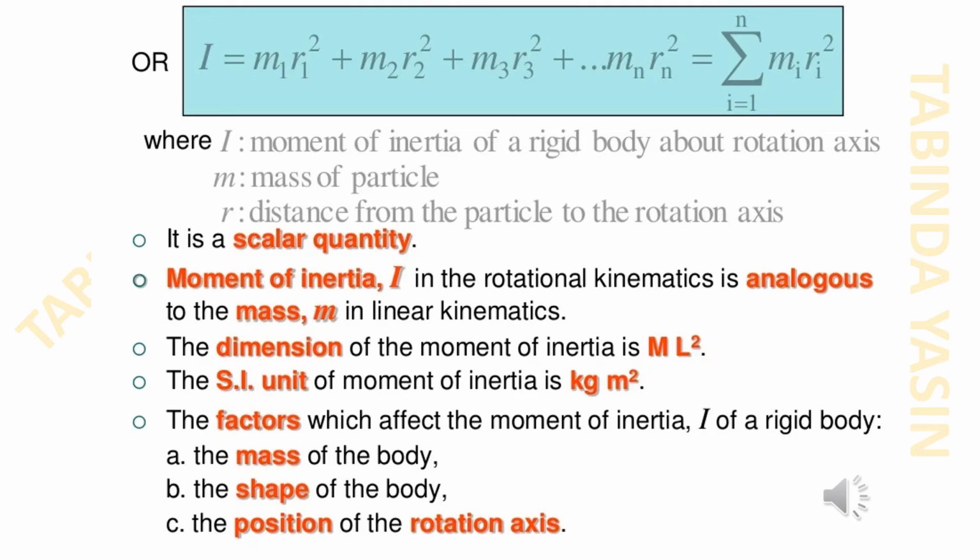Moment of inertia in rotational kinematics is analogous to the mass m in linear kinematics. The dimensions of the moment of inertia are M L square. The SI unit of the moment of inertia is kilogram meter square. The factors which affect the moment of inertia, capital I, of a rigid body are the mass of the body, the shape of the body, and the position of the rotation axis. These are the three factors that affect the inertia of a rigid body.